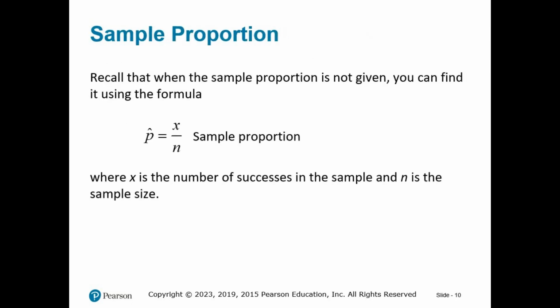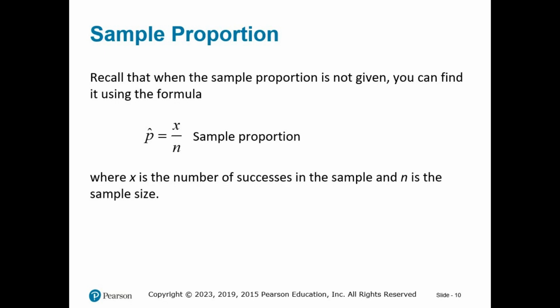So what do we do if the sample proportion is not given? Well, we've seen this possibility before, and if it's not given, we can say that X, or the number of successes in the sample, divided by n, or the sample size, is the sample proportion.